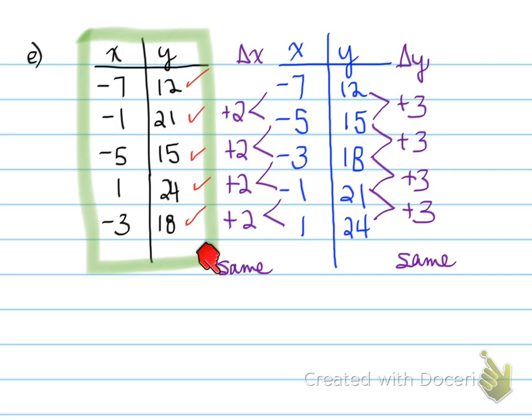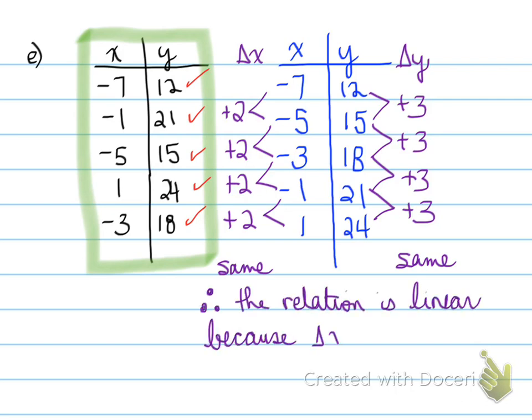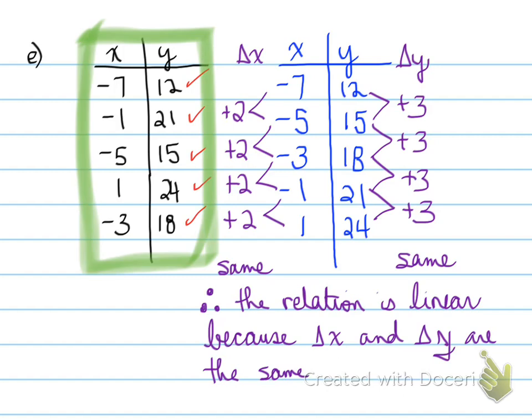Yay for us, because the delta x and delta y values are the same, we can say that this relation is in fact linear. And that is because the delta x and delta y values are the same.